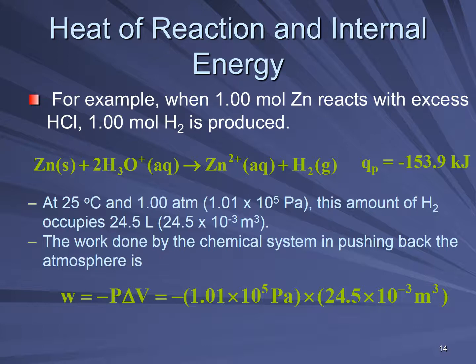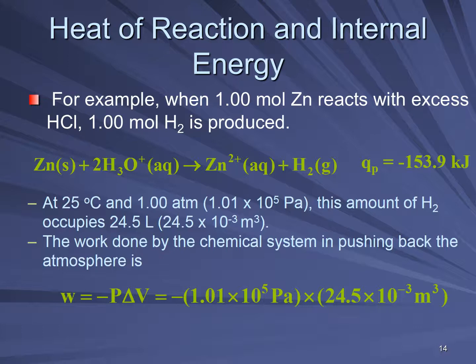Okay, so if we look at an example, let's say we had 1 mole of zinc reacting with excess hydrochloric acid. And if we start with 1 mole of zinc, then we're going to end up with 1 mole of hydrogen because it's a 1-to-1 ratio. As part of that reaction, we see that the delta H, or the QP, the heat of the reaction, is negative 153.9 kilojoules. That would be something that you could calculate by looking up the delta H values for this reaction and taking the products minus the reactants, etc.